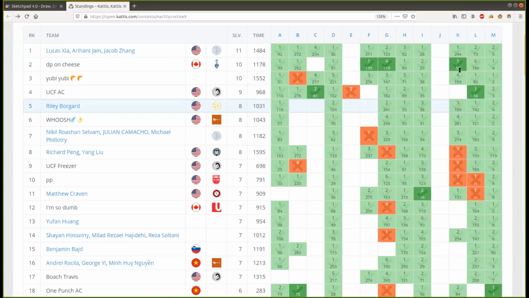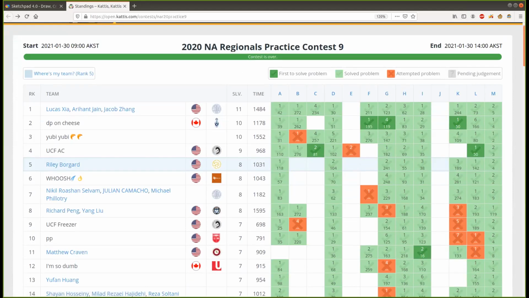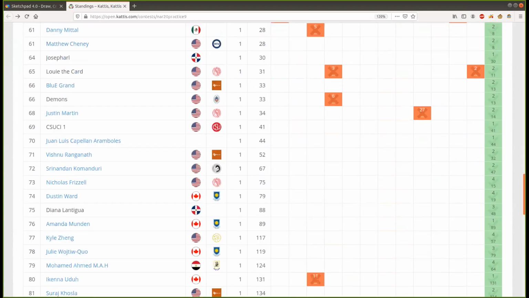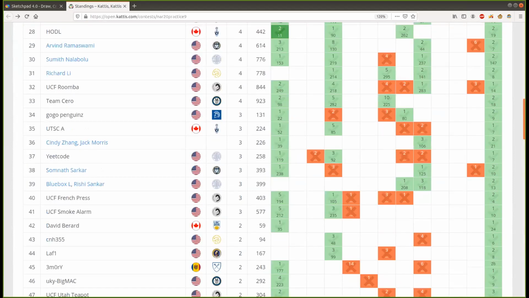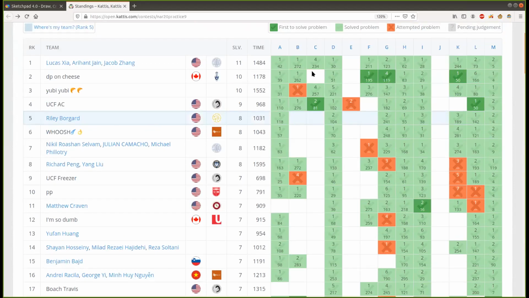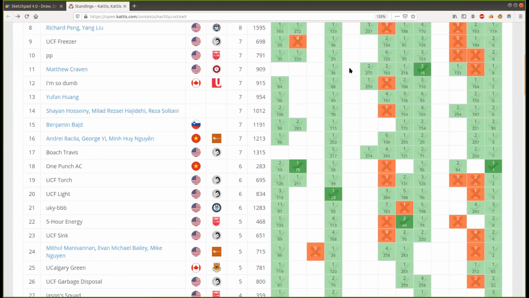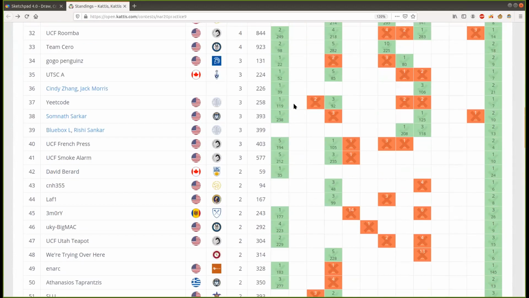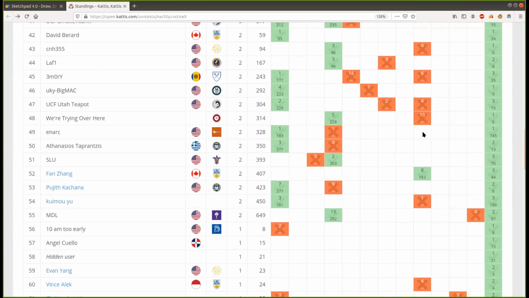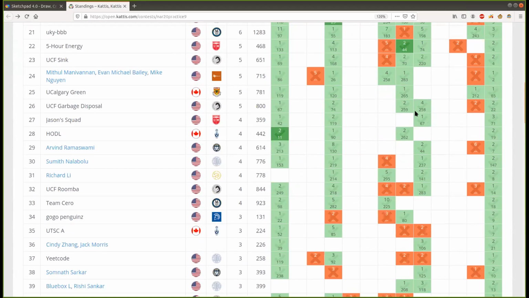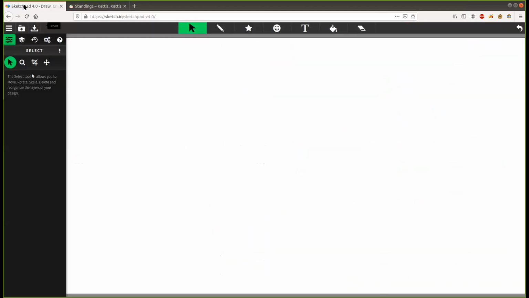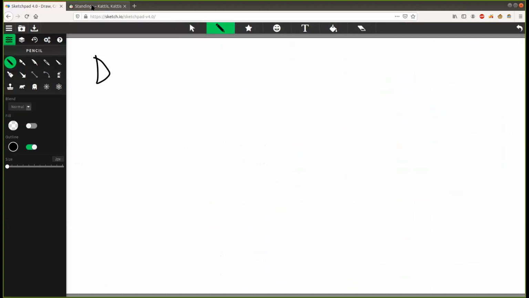Not sure what order we should go in. First, the easiest problem seems to be M, but let's skip M. So after that, what's next? It seems like maybe A, D. I think it's D. So maybe start with D. Oh man, D is just annoying math.